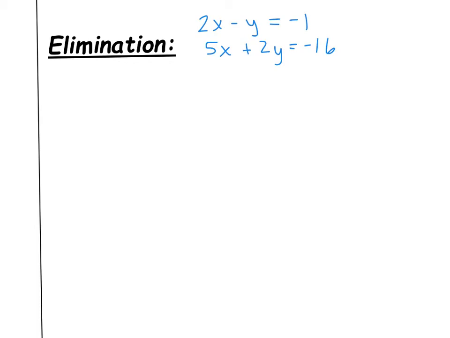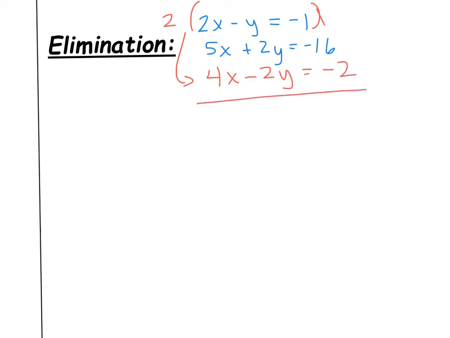So if you notice here, our same y has a 1 in front of it. So the goal is to multiply that equation by a number so that both y's have the same number in front, one positive and one negative. So if we look here, if we multiply this top one by 2, that will give me 4x minus 2y equals negative 2. So if you look at your y's, we now have the same number in front, one positive and one negative. So what we're going to do is we're going to add down. So you get 9x equals negative 18.